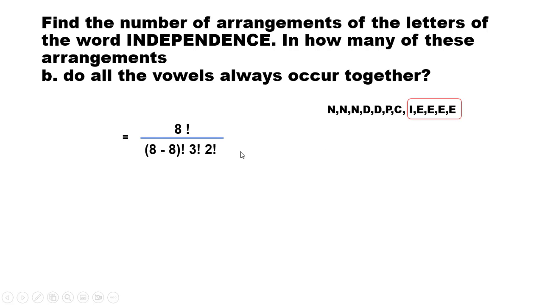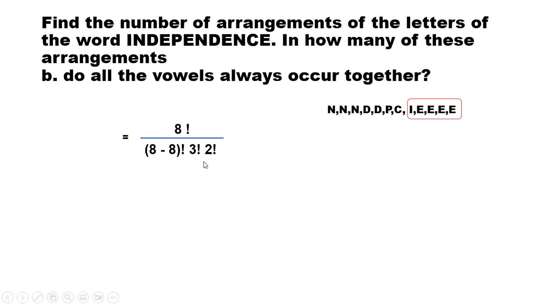So in that case, the permutations can be written as 8 available letters, so 8 factorial divided by (8 minus 8) factorial, because we are going to use all these letters for finding out the permutations, times 3 factorial to count for these 3 n's and 2 factorial to count for the 2 d's that are here.